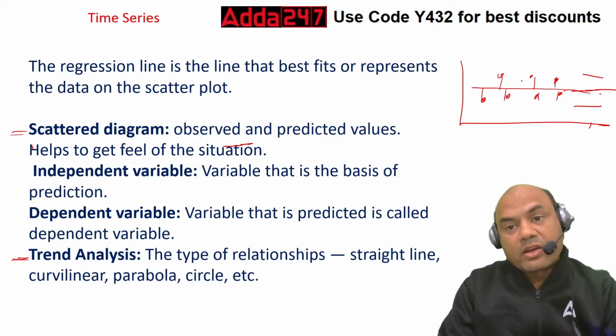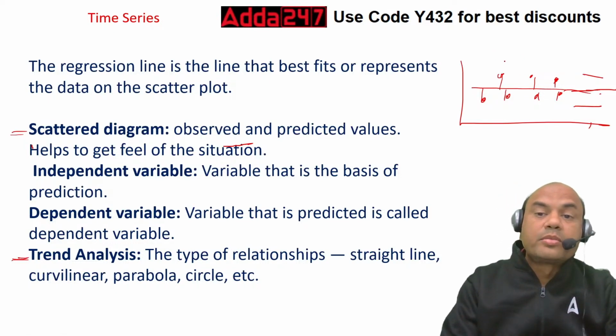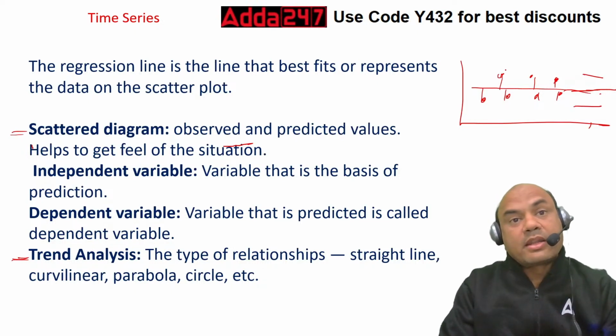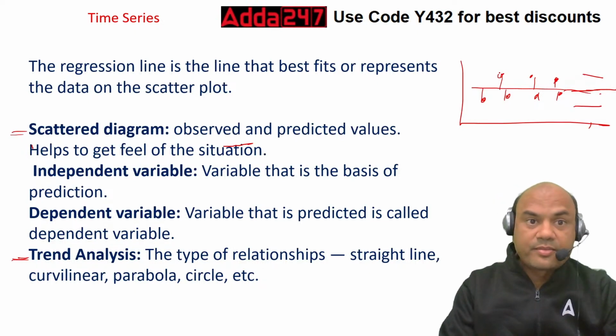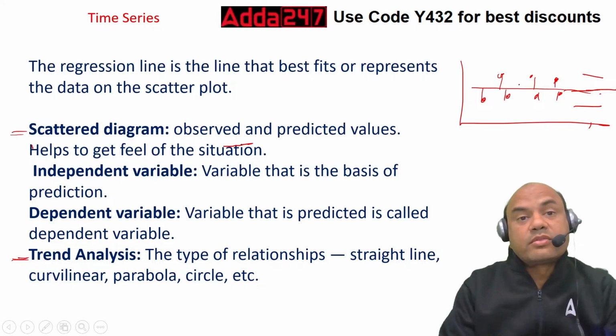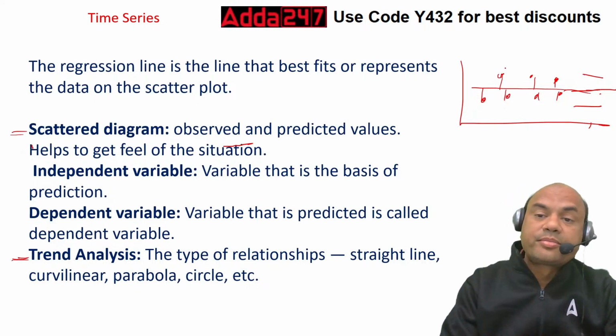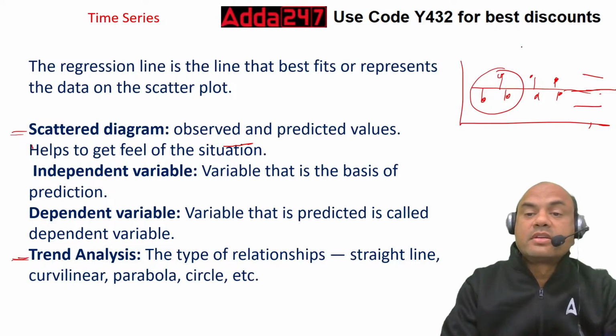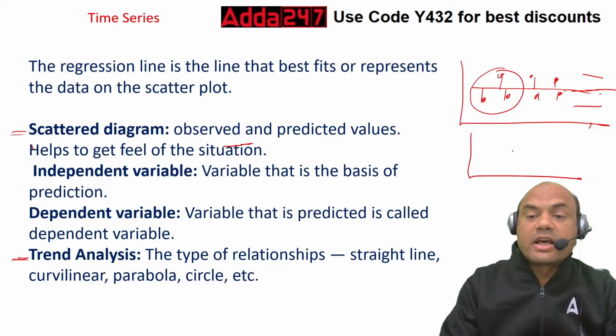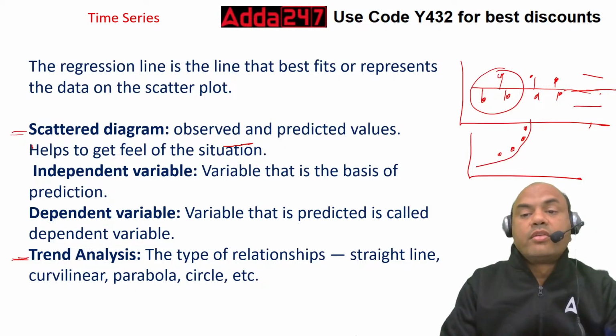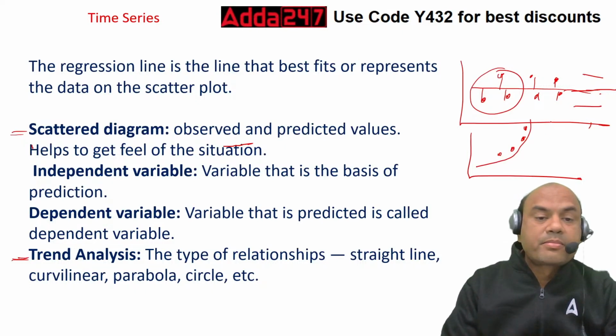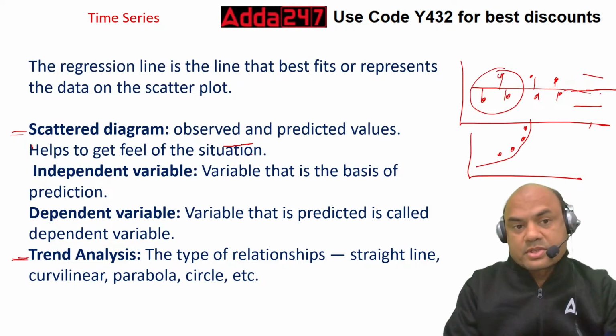In the sky also, when you see the stars, from those stars you find out the pattern. That pattern is called a constellation, right? We see nakshatra. What is nakshatra? Graha nakshatra. Nakshatra means this pattern. Okay, this pattern like this. Or there can be a pattern like this. If all the stars are roughly in this pattern, you can draw a rough line over here, which will show you the pattern. So this scatter diagram is observed and predicted values. It helps you to get the feel of the situation.